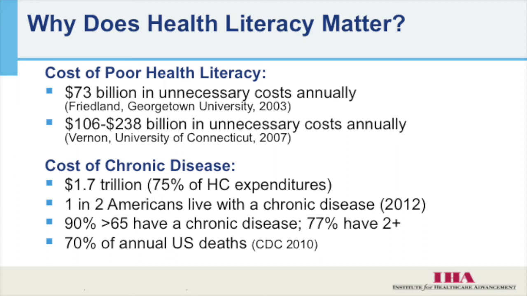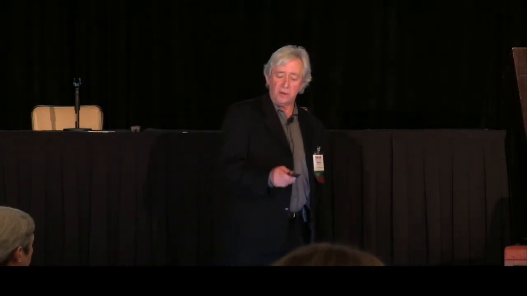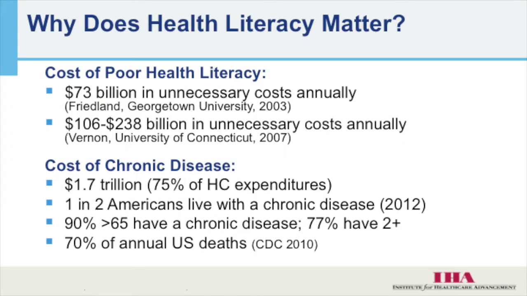And then we add in chronic disease, all right? 1.7 trillion, or about 75 cents of every healthcare dollar, is spent on chronic illness. 1 in 2 Americans live with a chronic disease. So we're starting to see some of these dots get connected here, right? And 90% of those age 65 and older have a chronic disease. 77% of them have 2 or more.